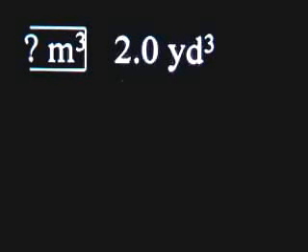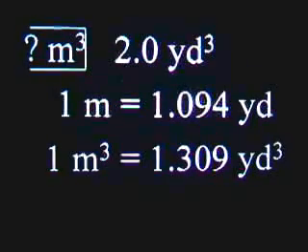The next unit that we'd like to change is 2 yards cubed into meters cubed. This is a volume conversion. Anytime you have a length cubed, you are dealing with volume. We are going to use a length equality to get us started. Notice I provided that a meter is the equivalent of 1.094 yards. That is a length equality.